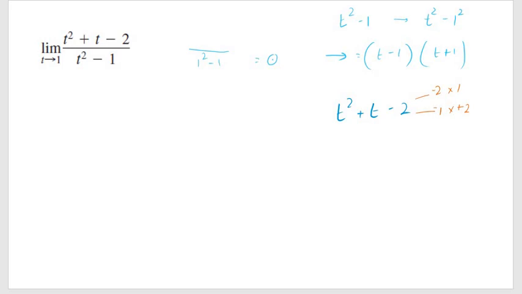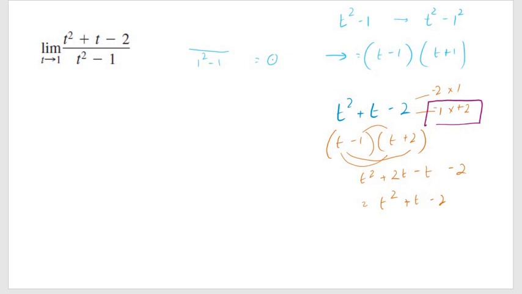So if we factorize this as t minus 1, t plus 2, we multiply them: t squared plus 2t minus t minus 2. So you do get t squared plus t minus 2. This is the correct factorization we need to use. So we have it here.